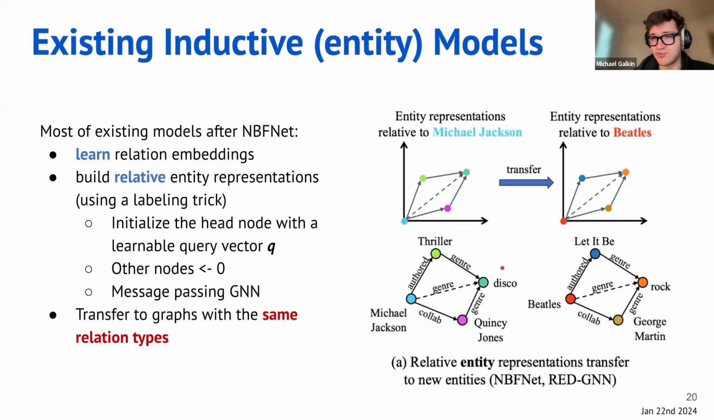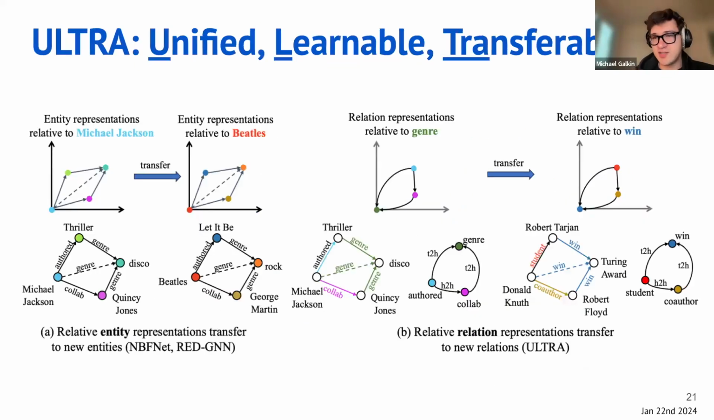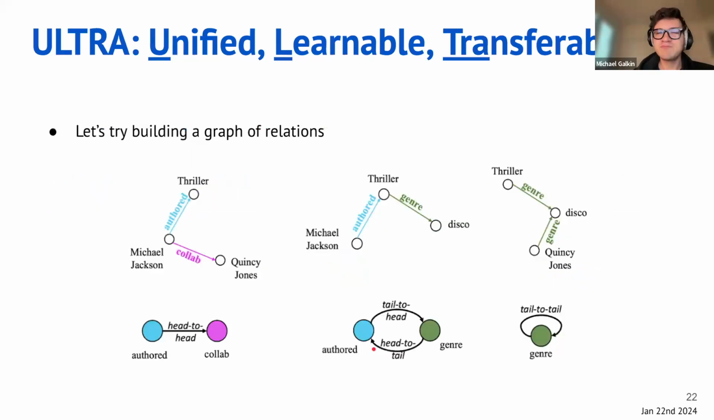That allows us to transfer to new entities, and this is done in those NBFNets, Neural Bellman-Ford networks, and a few other NBFNet-like GNNs. So extending it to new relation types, we came up with a humble, generous name, Ultra, which stands for Unified, Learnable, and Transferable Representations. And here we introduce relative relation representation. This slide is a bit huge, so I'll break it up step by step.